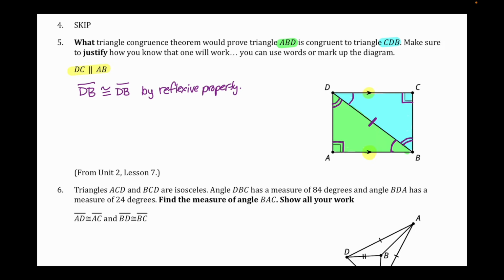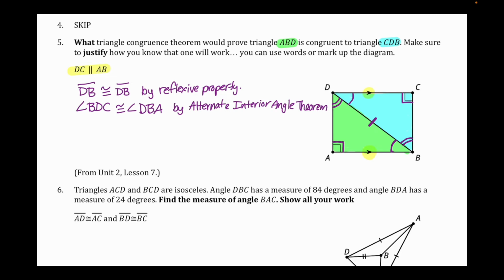And then the next thing that we talked about was our alternate interior angles. So I'm going to say those angles. So that was angle BDC. It's going to be congruent to angle DBA. And this is by the alternate interior angle theorem.